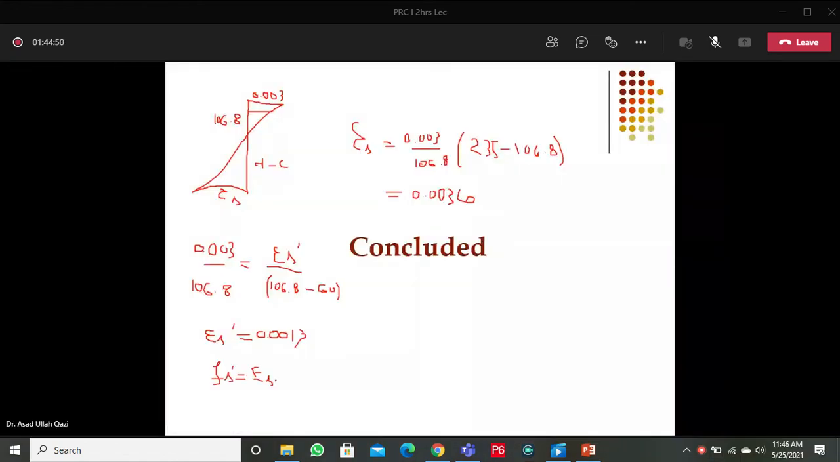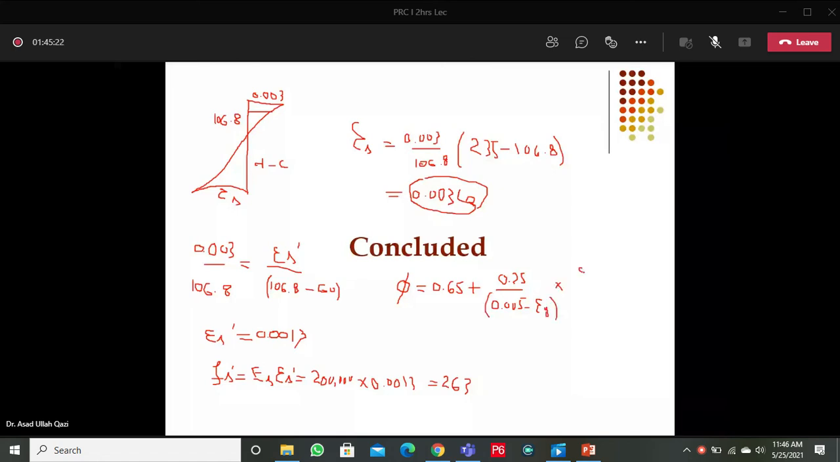So we can't say it is case 1, although 0.0013. So what is Fs? Good, but we are not at 300. For phi, if you recall, phi is 0.005 minus, into epsilon s minus epsilon y, and epsilon s is 0.0036. So can you tell me phi here?